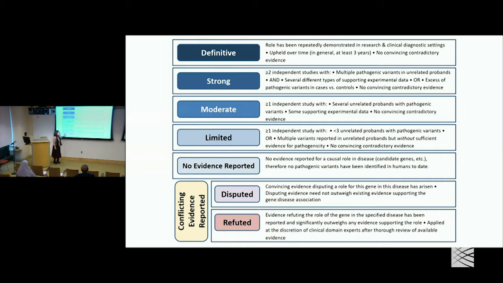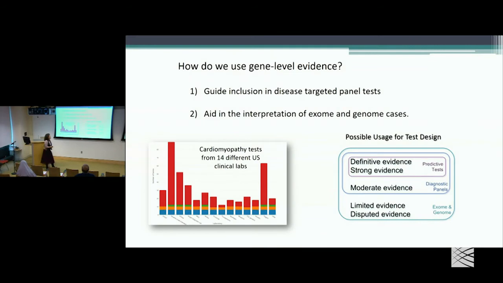Or there's conflicting evidence that may dispute the claim or entirely refute the claim. So these are the categories that we use. There's a high-level description of that, but I'm going to go into a little more depth on what we consider these categories to mean.